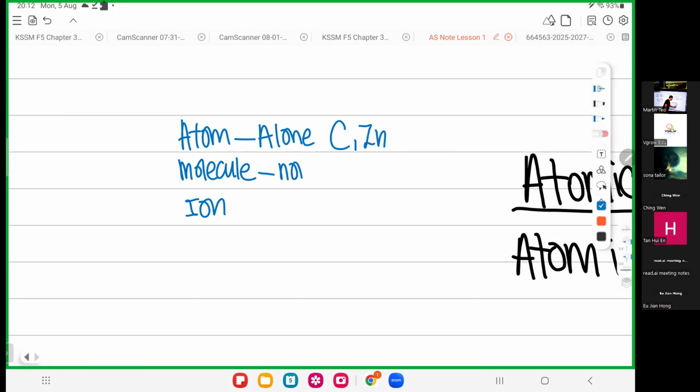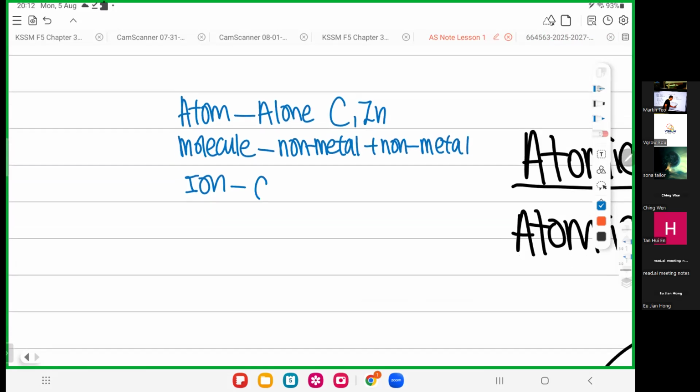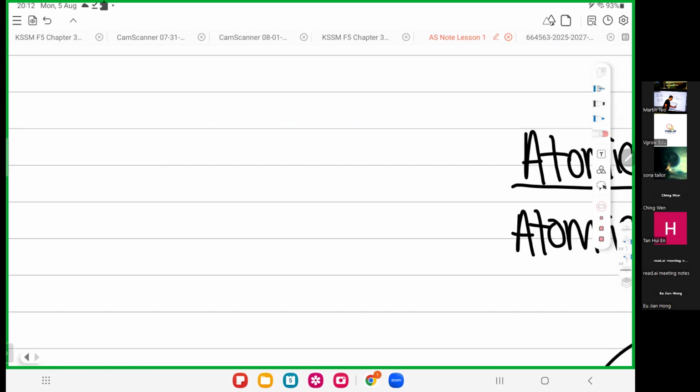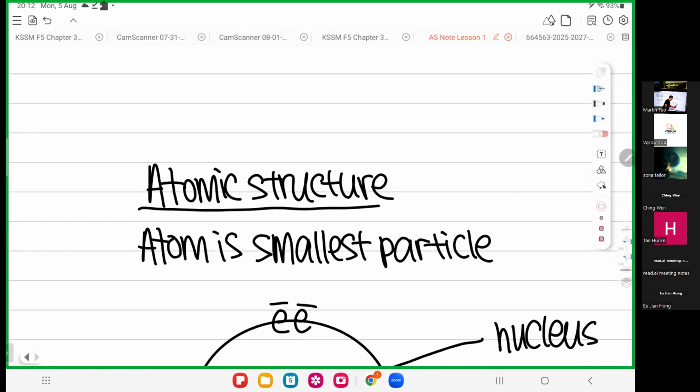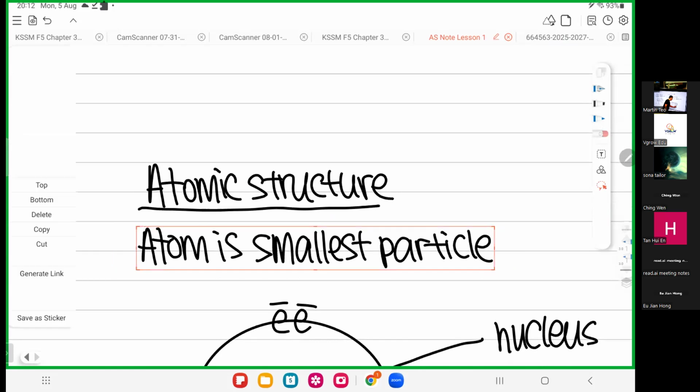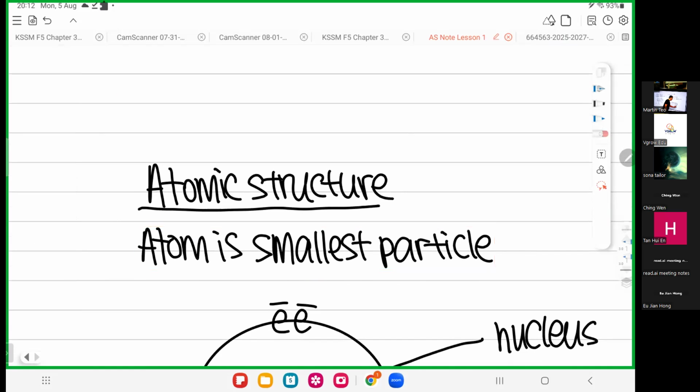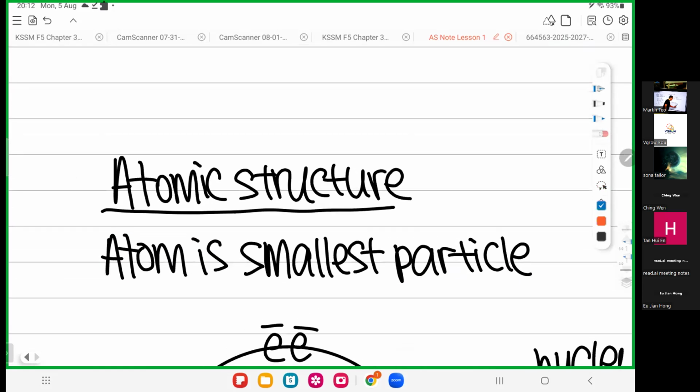A molecule is non-metal and non-metal combined together. An ion refers to something that is charged. This is something you learned back in high school, so not very hard. The atom is the smallest particle, so we won't be able to find anything smaller than an atom. Some students will say, sir, what about electrons and protons? Aren't they smaller than an atom? Yes, they are smaller than an atom, but we don't call them particles.